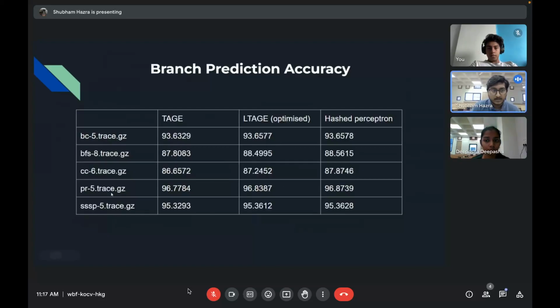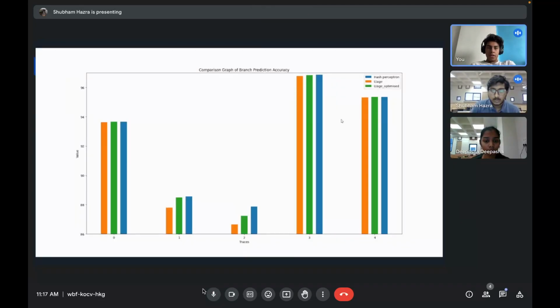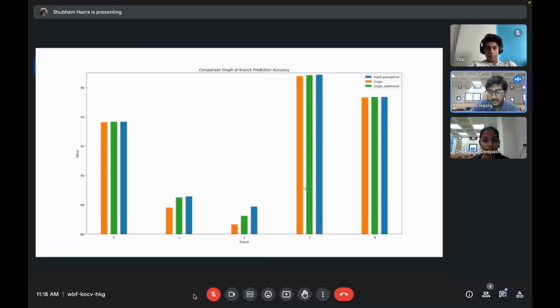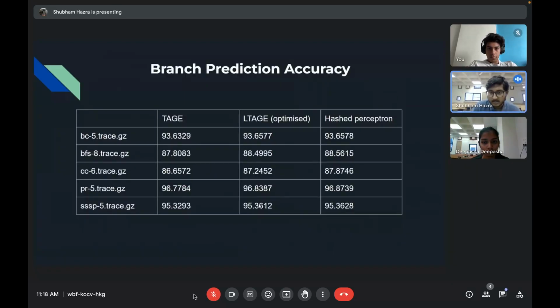Our model performed a little worse on the CC trace. It is significant on the CC trace, like a 0.5 accuracy difference, but the rest are very close. Two decimal places here, two decimal places here, and again two. It is the same to two decimal places here.